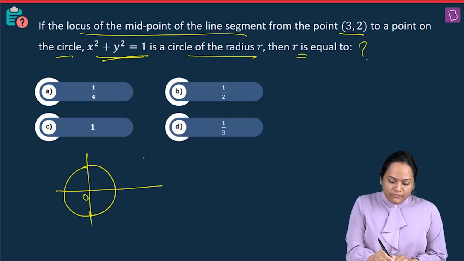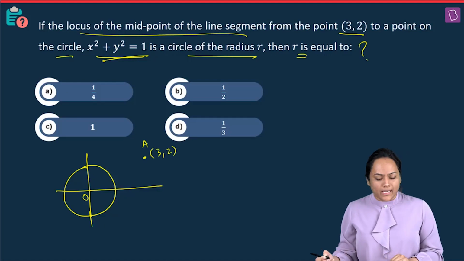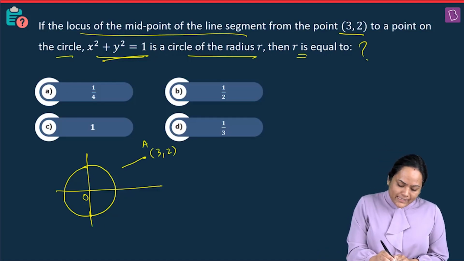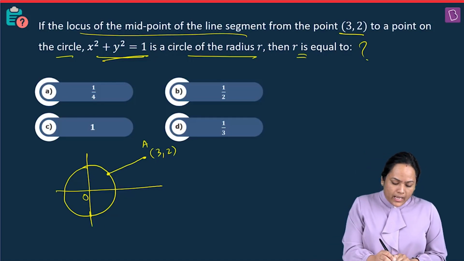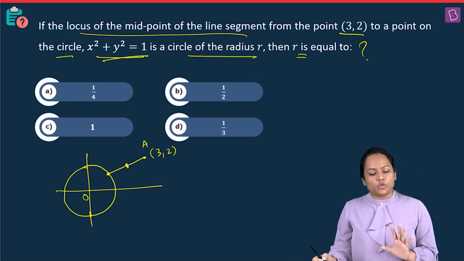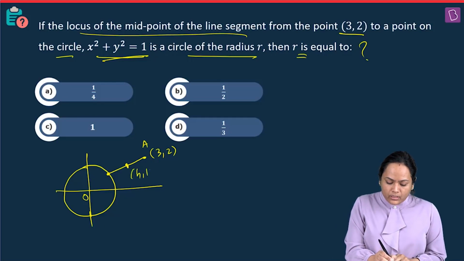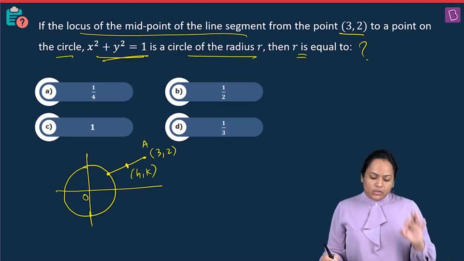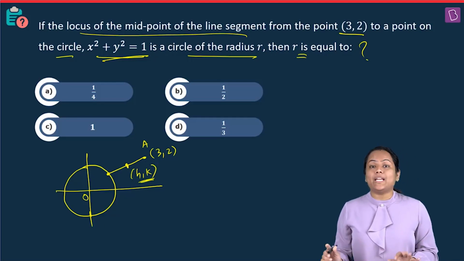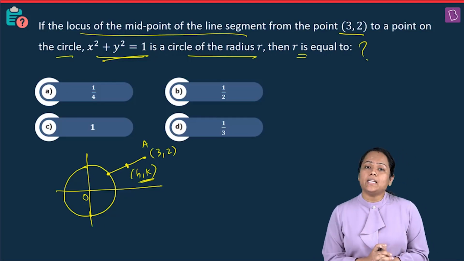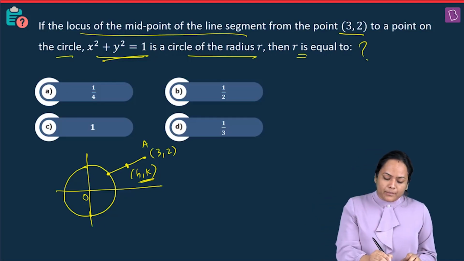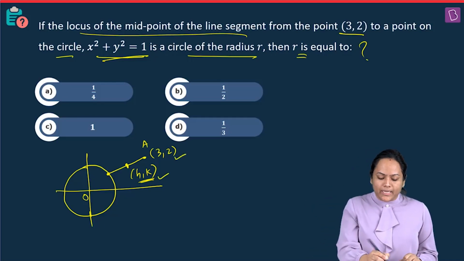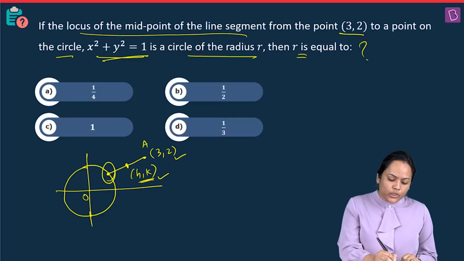So, it's saying that from a point 3, 2, let's say this point as A, I have drawn a line segment to a point on the circle, right? And their midpoint locus is to be found out. So, I'm taking the midpoint here as h, k. So, I have to get the locus of this midpoint h, k. How will I get that? Well, what I can do is, if I take the midpoint as h, k and point A as 3, 2, can I get this point on the circle?